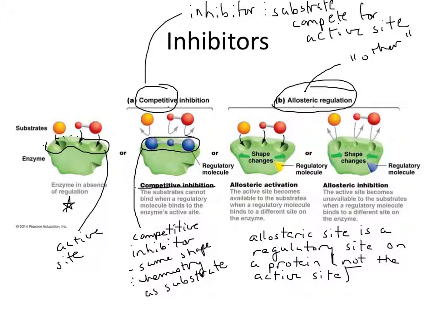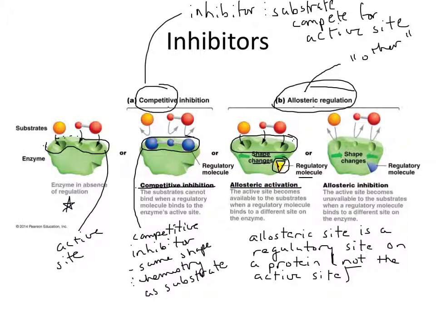So here we see a protein that has an allosteric site, and it is here, and that yellow regulatory molecule is binding to the protein. And when it binds to the protein, it causes a shape change, and that shape change is actually making the active site available, opening the active site up. So you can have allosteric activation, where the active site becomes available to the substrates when a regulatory molecule binds to a different site on the enzyme. In other words, if there was no regulatory molecule, the active site would not be open or able to receive substrate, and there would be no detectable enzyme activity.